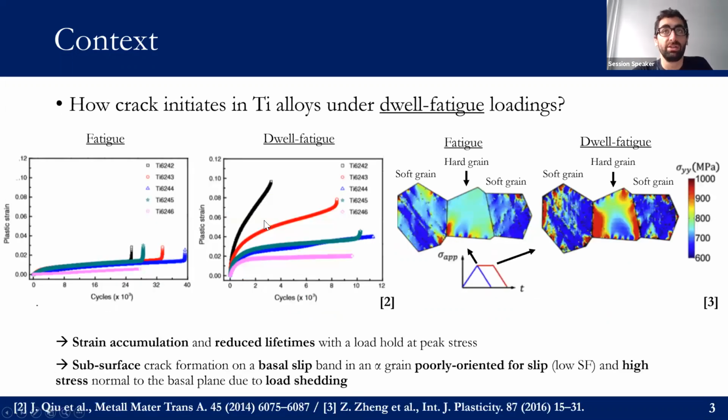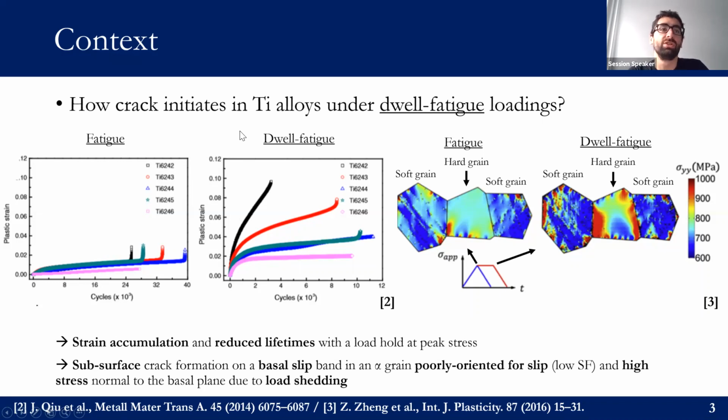A different crack initiation mechanism has been reported for dwell fatigue loadings because of the introduction of a load hold at peak stress in the loading waveform. The introduction of the load hold leads to a faster strain accumulation. This is shown in the plastic strain plot against the number of cycles for fatigue and dwell fatigue loadings. This strain accumulation is associated with a reduction in lifetime that is called the dwell fatigue life debit.